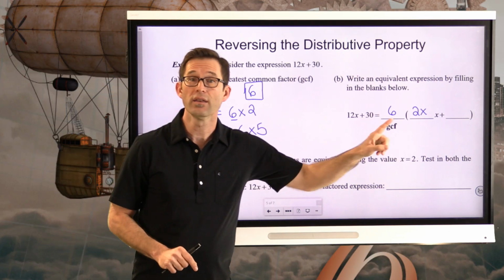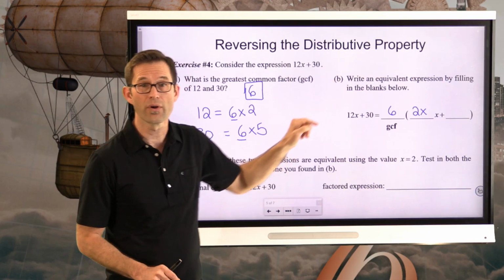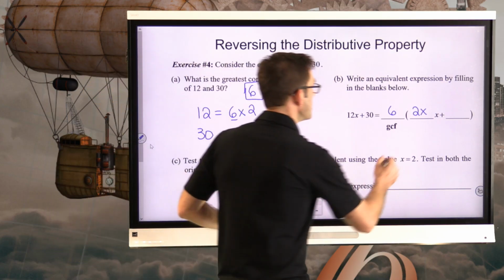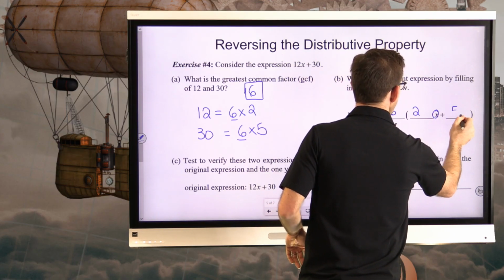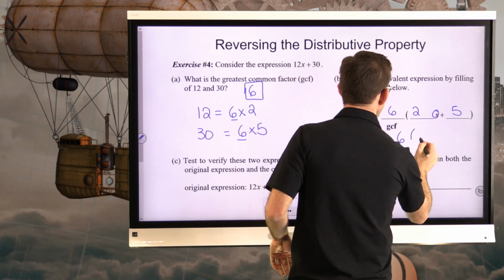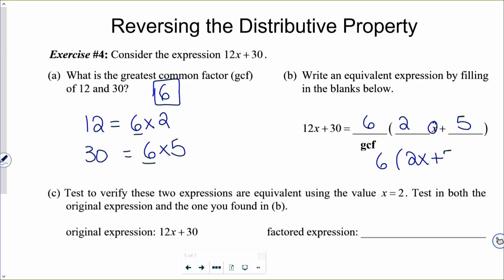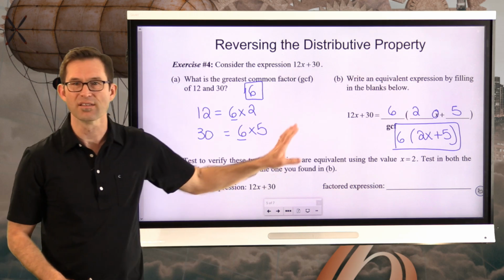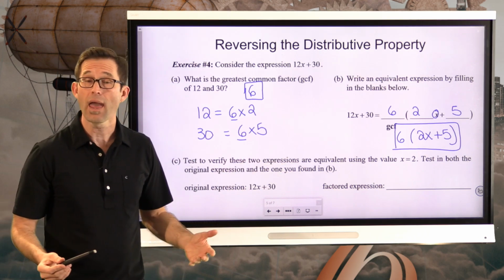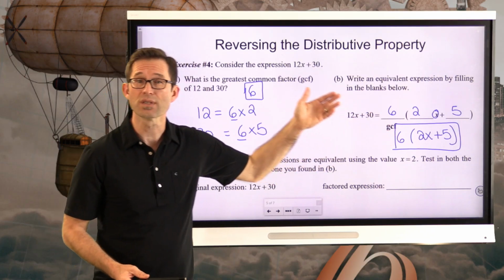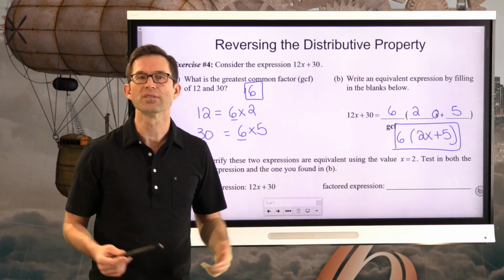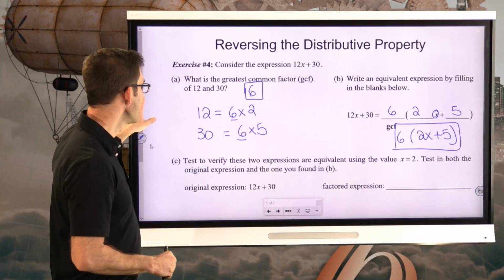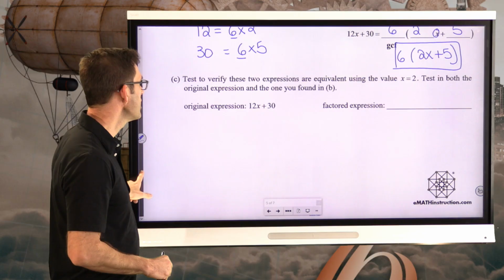And then I need to know what I need to multiply 6 by in order to get 30. Well, that's the number 5. Whoops, I already had the x there. My bad. So at the end of the day, what I've got is 6 times the quantity 2x plus 5. Make sure that you have that written down just in case the stuff in the blanks is a little confusing. And again, these two expressions in theory are equivalent. Any value of x I plug in should give me the same result between the two of them. Let's take a look at that in letter C.